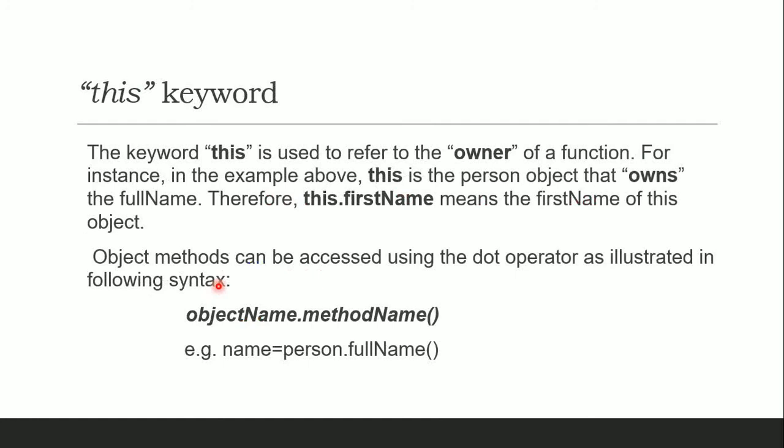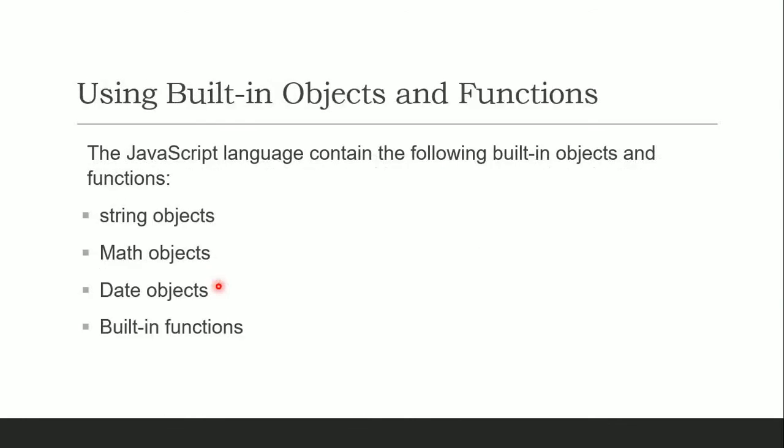The this keyword is used in some of the programming languages, and many times it is used to refer to the owner of a function. So that should be remembered even as we program.